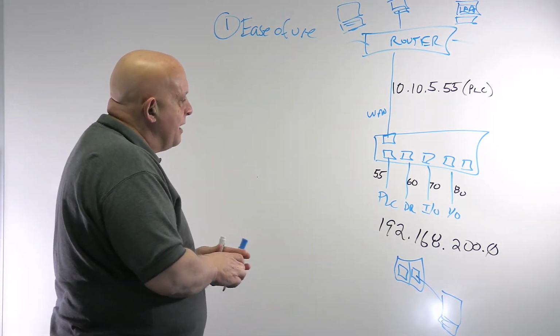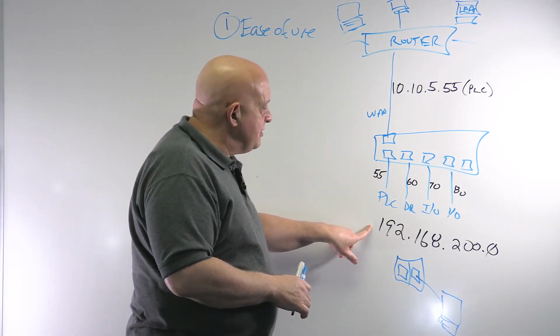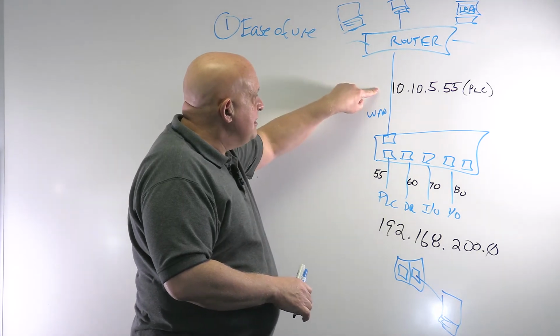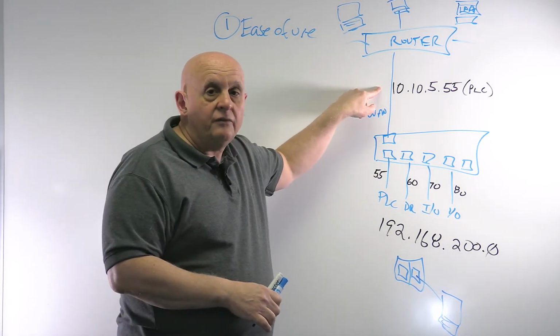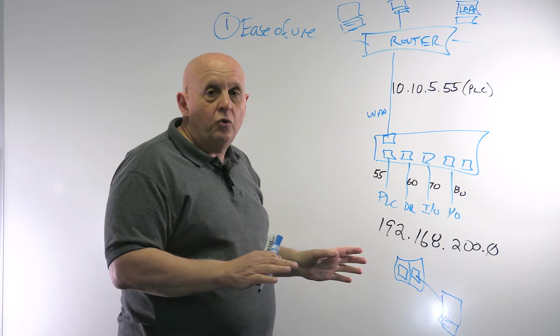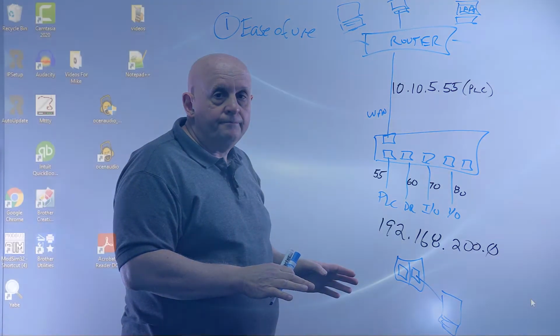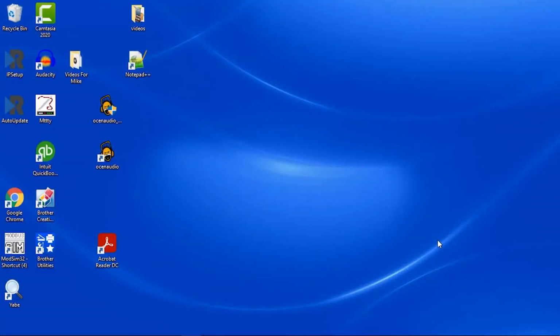Let's take this same application, 192.168.200.0 to 10.10.5.55, and let's do it through a secure device. Okay, so now we're going to do an actual demonstration of how easy it is to set up ICS Defender.